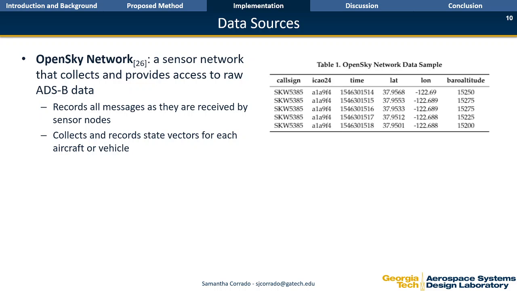The primary data source is OpenSky Network, where state vectors were extracted using the Python traffic library. A sample of the data extracted relevant to the study is displayed on the right. We have the call sign, time, latitude, longitude, and baro altitude.